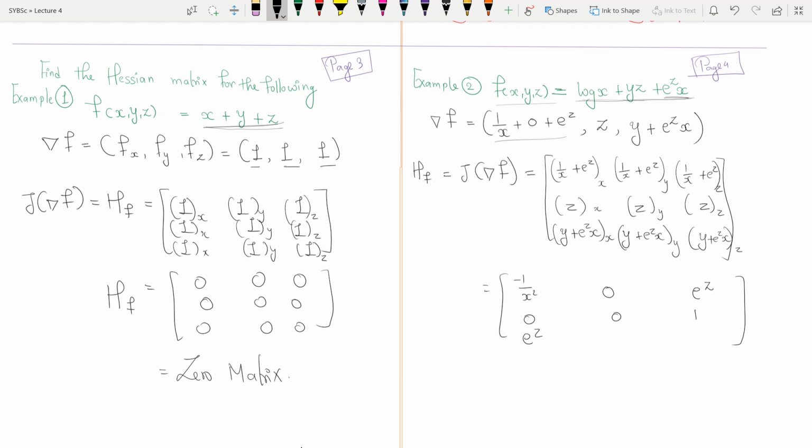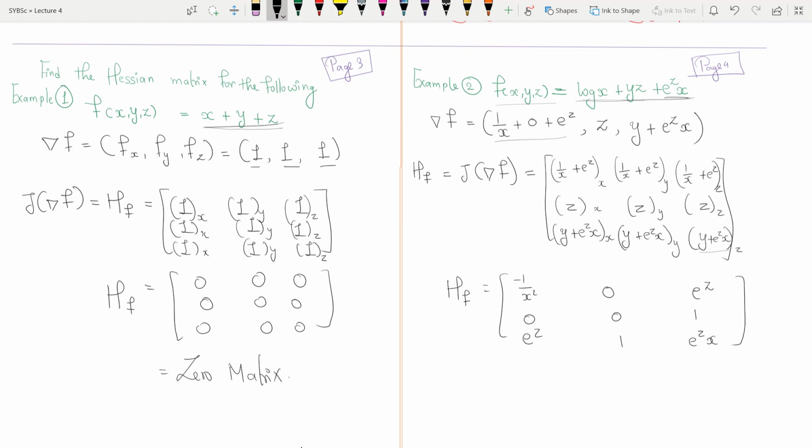This with respect to y is nothing but 1. And the last entry, with respect to z, will be the same as e raised to zx. So this is nothing but my Hessian for f, right? So simple, correct? So I will request my students to solve some examples as a practice.